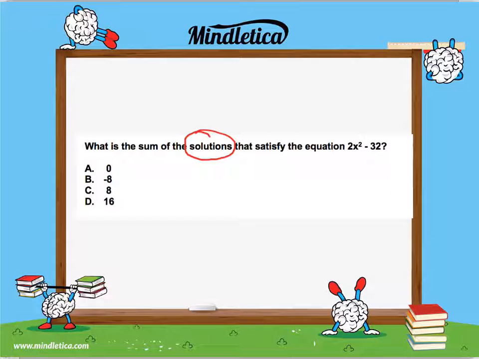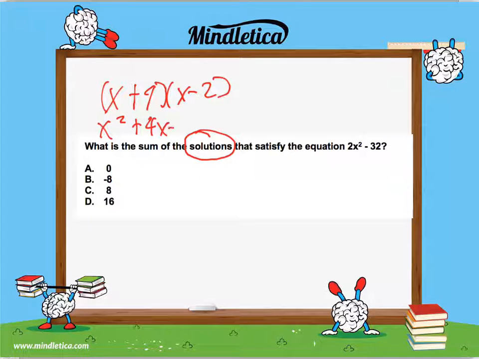Actually, let's start with this. Let's say I have x plus 4 times x minus 2, right? So I'm going to factor this out. It's going to give me x squared plus 4x minus 2x minus 8, and then I'm going to get x squared plus 2x minus 8, right?